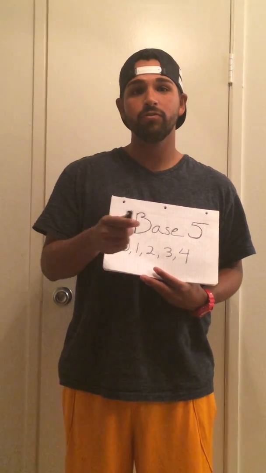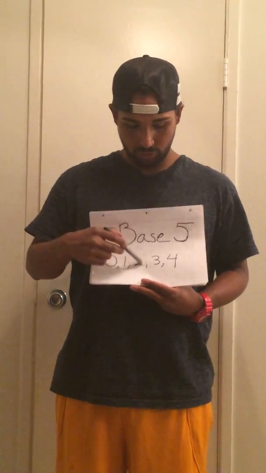Okay, hello everyone. Today we're going to be talking about base 5. Normally we all use base 10, which is 0 through 9. So 0, 1, 2, 3, 4, 5, 6, 7, 8, 9. Those are a total of 10 numbers. That's always normal base 10. But today we're going to do base 5, which is 0, 1, 2, 3, and 4, which is a total of 5 numbers.